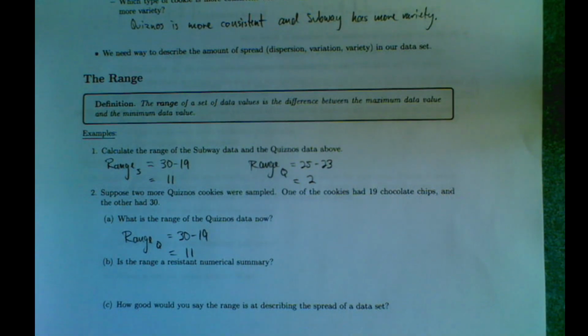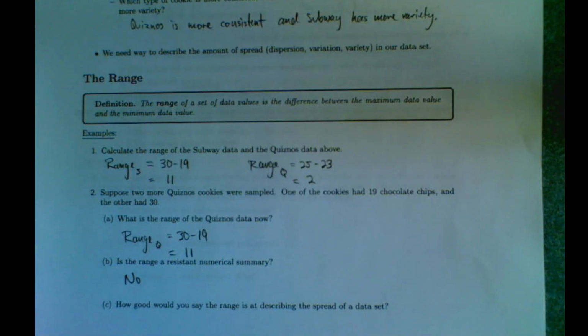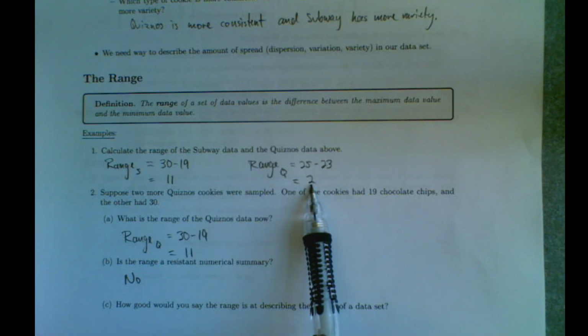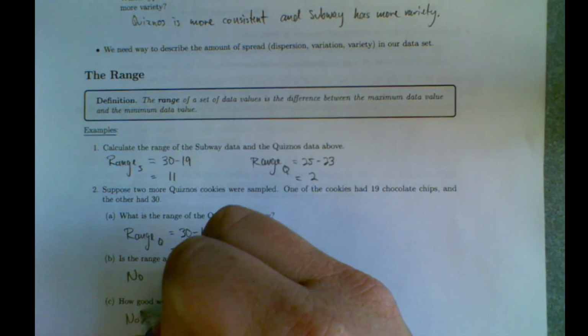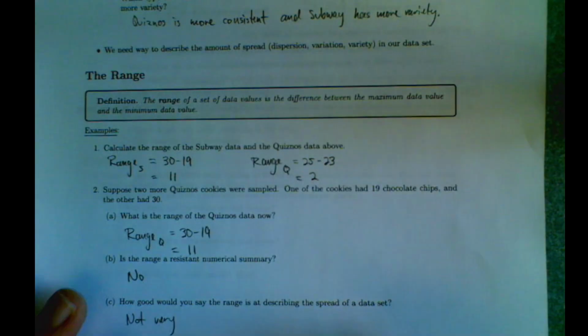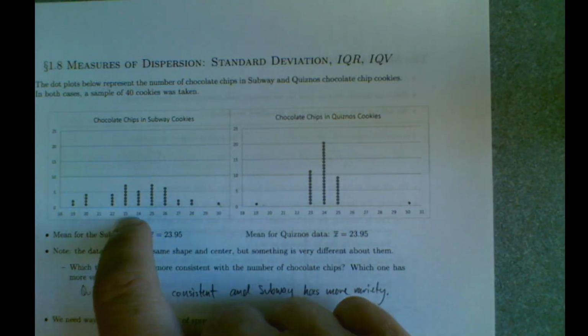Is the range a resistant numerical summary? We would say no. Remember, resistance is the idea that if you throw in some outliers, your value isn't going to change very much. And here we saw that when we threw in a couple outliers, our range increased from 2 to 11. So the range is not resistant. How good would you say the range is at describing the spread of a data set? Well, not very good. Because again, these 2 data sets have the same range, even though the Quiznos data is clearly more consistent than the Subway data is.